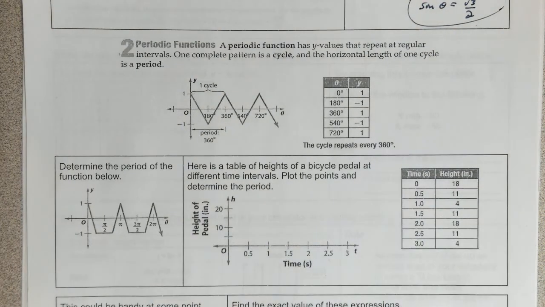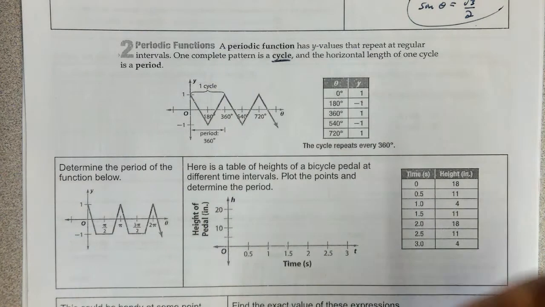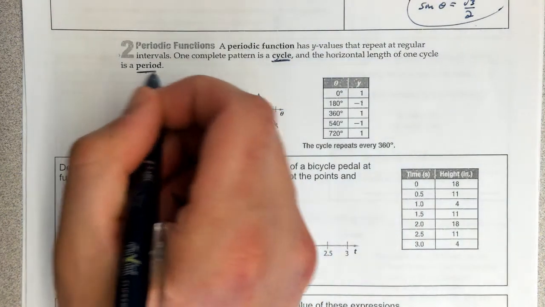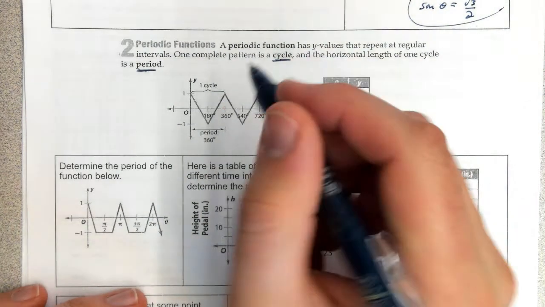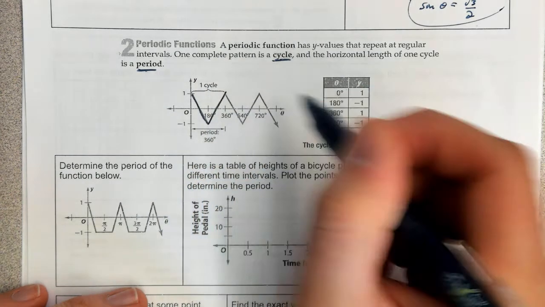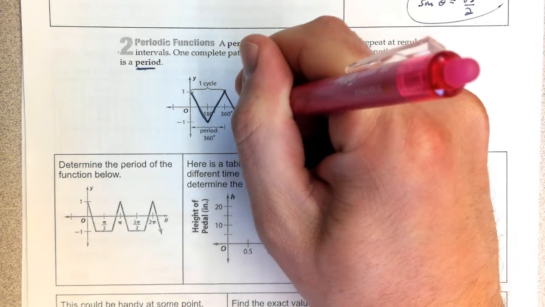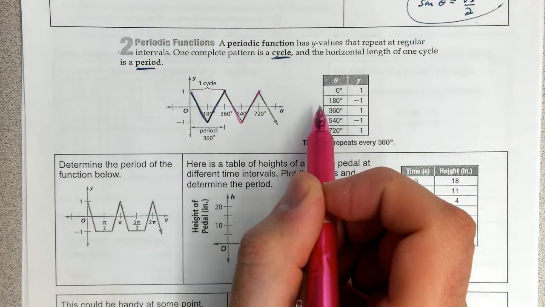All right, number 2. The second concept is periodic functions. A periodic function is any function that has a piece of it that repeats over and over again at regular intervals. One complete pattern is called a cycle, and the horizontal length of one cycle is called the period. Let's look at this basic graph here. We have this repeating graph. It makes this V shape, and then the V shape repeats, so it happens again, and this will just keep going as you move to the right.